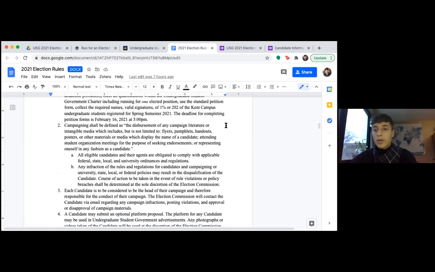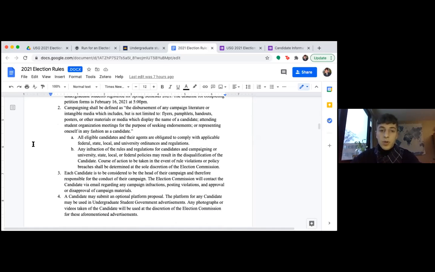You can also only run for one position. So for instance, if you're going for senator for the arts and sciences, you cannot run for director of governmental affairs. I already talked about the signature requirements, which is 1% of the Kent campus undergraduate students registered for the spring semester of 2021. That just so happens to be 202 signatures. And the deadline for the petition forms is February 16th, 2021 at 5 p.m. We have discussed, because it's a pretty short time period, extending that to that Friday. So be aware that if that happens, it's only to your advantage. That deadline will not close in.